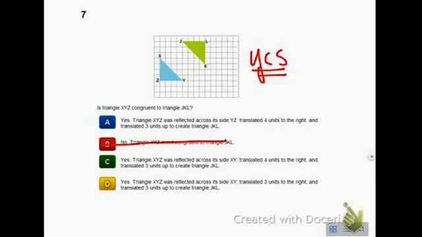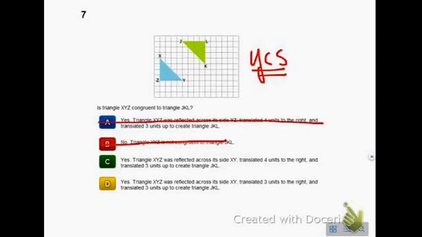A, yes, triangle XYZ was reflected across its side YZ. So that means I would have to reflect it here, so it would become down here. I would draw it right down here. And then translated 4 units to the right. 1, 2, 3, 4. And 3 units up. But if I go 1, 2, 3, therefore it would be like this, and that's not the triangle we're looking for. So let's look and see if it's going to be answer choice B, or it's not B.